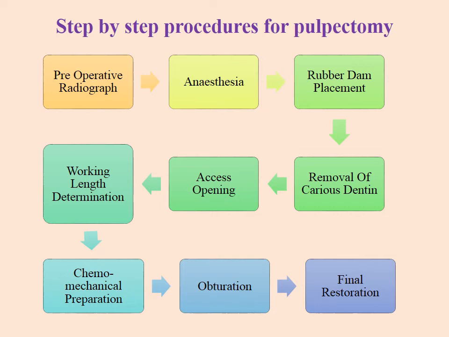After determination of the working length, you have to do chemomechanical preparation. Chemomechanical preparation is done, that is, any pulp tissue which is remaining in the radicular portion of the root is extirpated. Cleaning is done with saline, and that is the chemomechanical preparation, after which obturation with an obturating material for primary teeth is done, and the final restoration, which might be a stainless steel crown or a composite or amalgam, can be used.